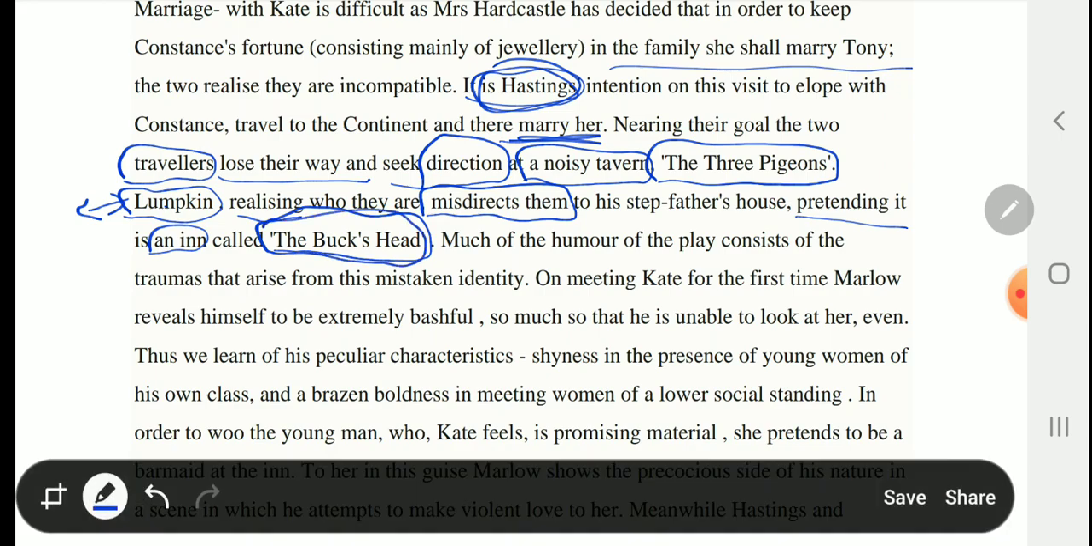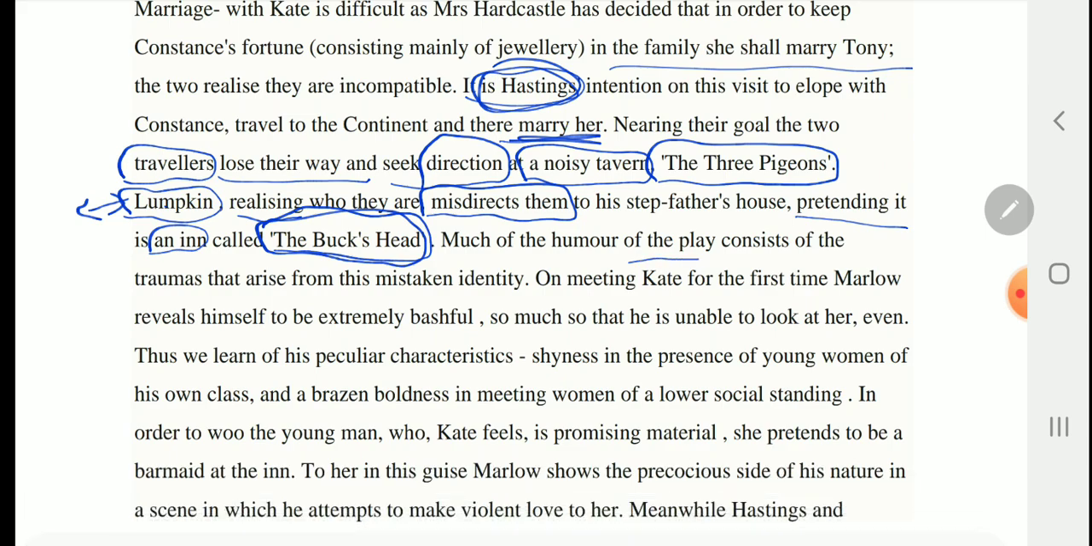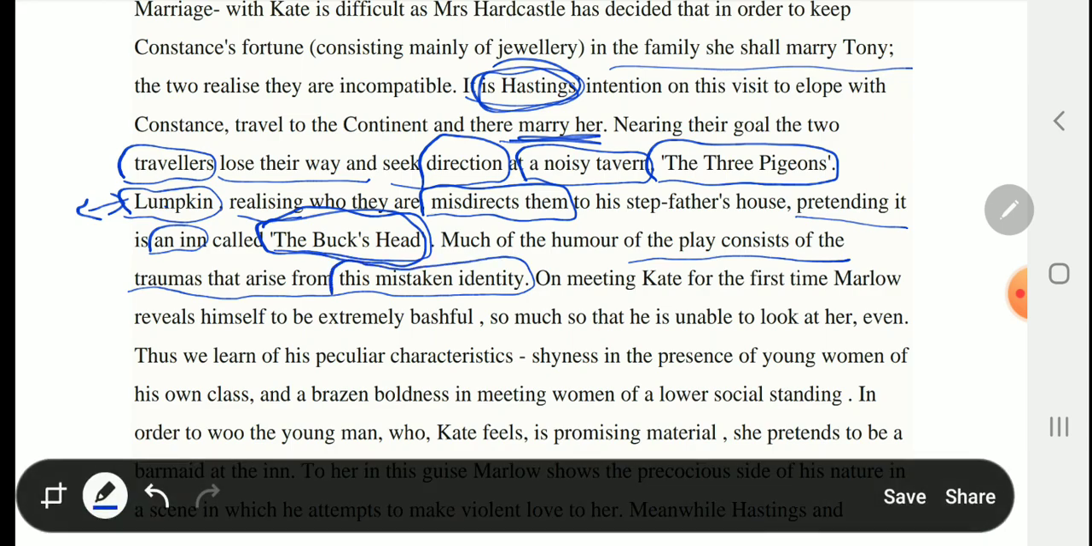Students, it's very important to realize that Mr. Hardcastle's house, from the front side, looks truly like an inn. That's why Marlowe and Hastings couldn't realize that this is a house, not an inn. Much of the humor of the play consists of the troubles that arise from this mistaken identity. This is the mistake that happened at the beginning of the play.